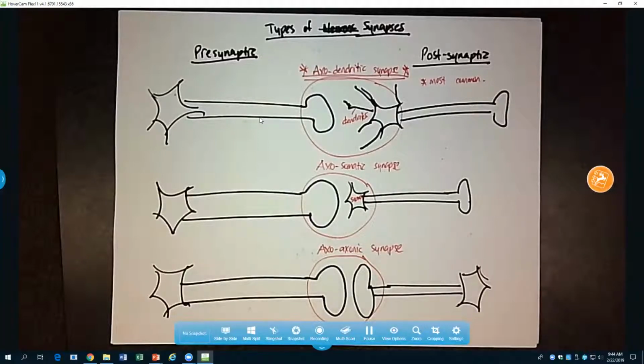We can also have a fourth type, which is much less common, which is where two dendrites synapse. But again, that's much less common. You don't even need to be bothered about that one. Okay, so let's move on here. Everyone good with this?